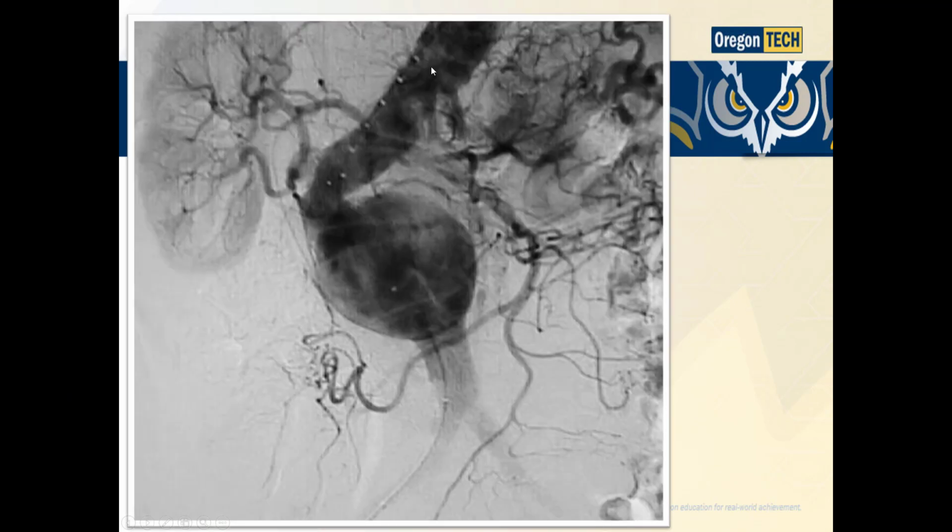Here's another aneurysm. Okay, this is the abdominal aorta coming down. Here you can see the right kidney here. And then we have this aneurysm here. And you can see they went in through the right femoral artery. This is the catheter. This is catheter right here as well. And here's the left common iliac artery.